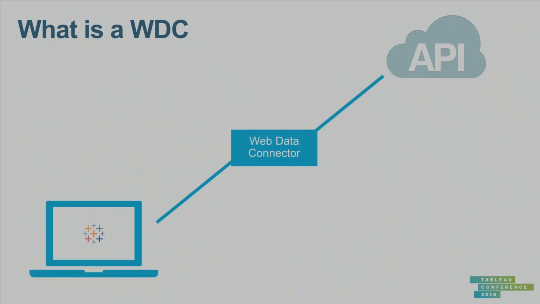The web data connector just sits between Tableau and that data source, and it allows Tableau to ask questions of the web data connector. So Tableau might say, hey, what data do you want to bring back? Give me some of that data. What does that data look like? And the web data connector will answer those questions.